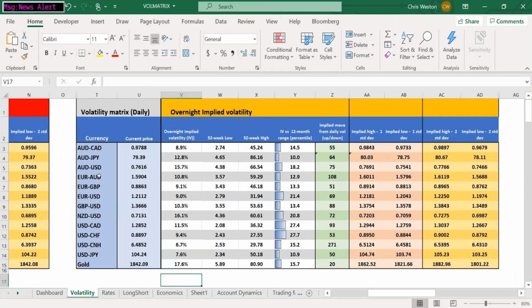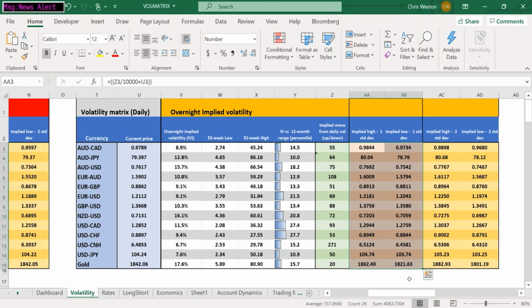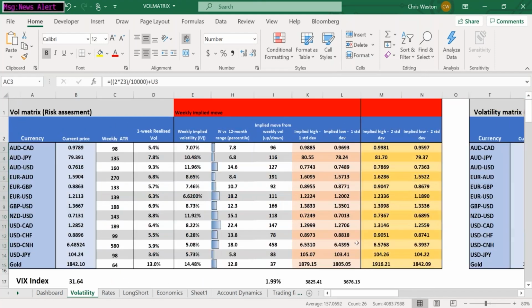What you'll see here are some pairs that I've been trading. You can see the overnight implied volatility. You can see that's annualized. You can see where that is in regards to the range. You can see the expected movement, and you can see the expected ranges, and that's with a 68.2% level of confidence. And then you can take that out if you want to be really sure, and you can get a 2 standard deviation move there, which is 95%.